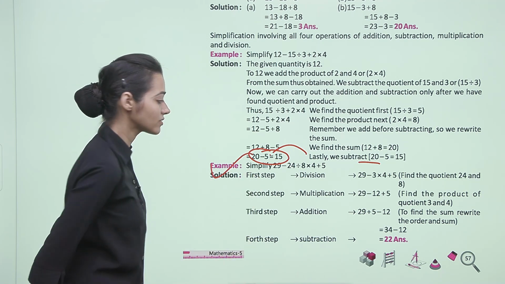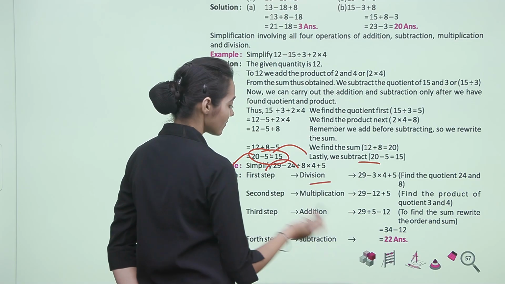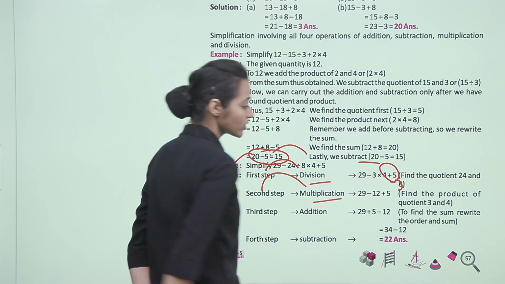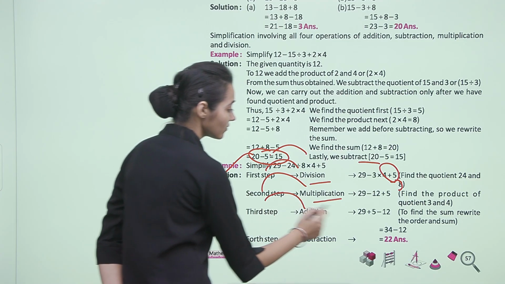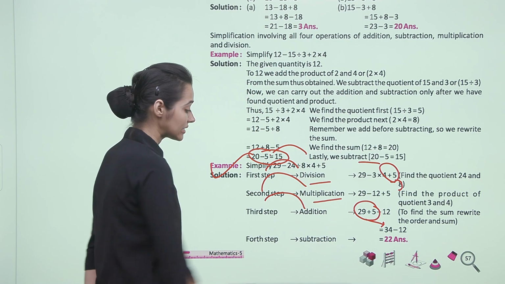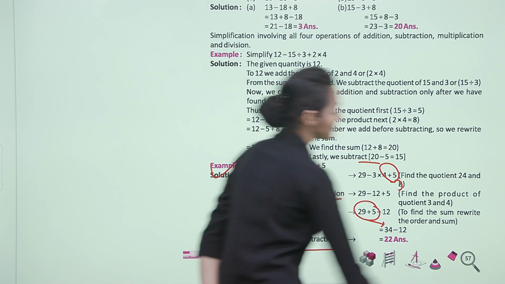Again in this one we have to simplify this. So firstly we will do the first step, division. After dividing we will do multiplication, that is 3 into 4, that is 12, and after that we will do addition, that is 25 plus 29 plus 5, that is 34, and the last step is subtraction, minus 12, that is 22 is our correct answer.